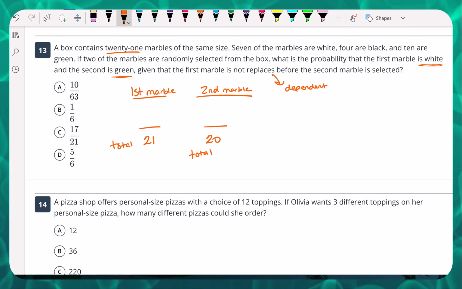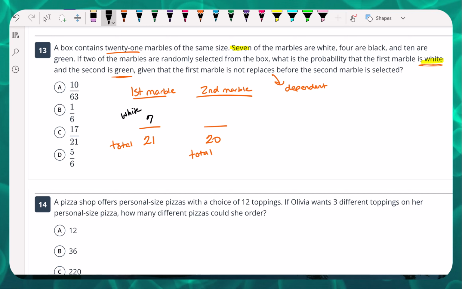Okay, now let's talk about what we want. Now it says we want the first marble to be white. So how many white marbles are there? We have 7 are white. So I'm going to put 7 up here because that's how many white marbles I have.